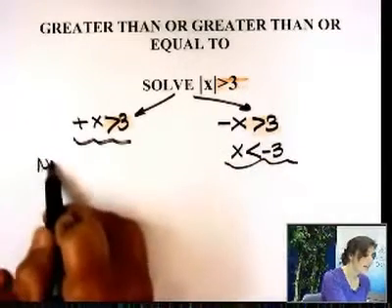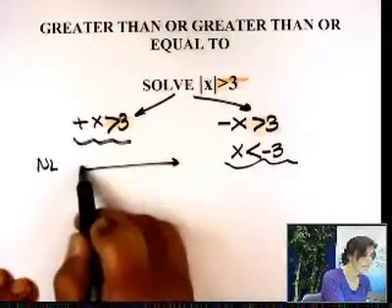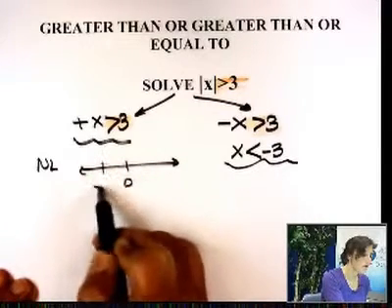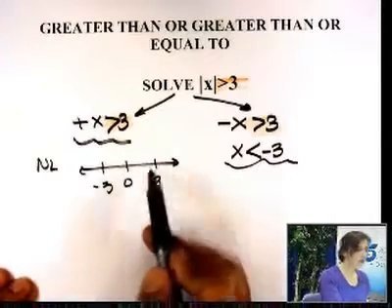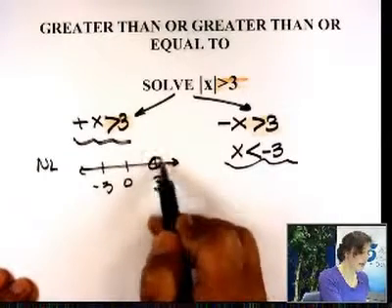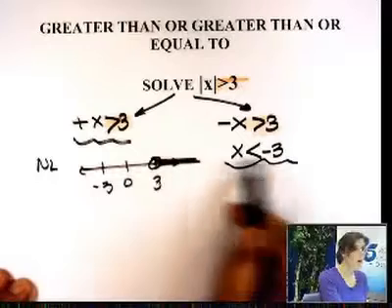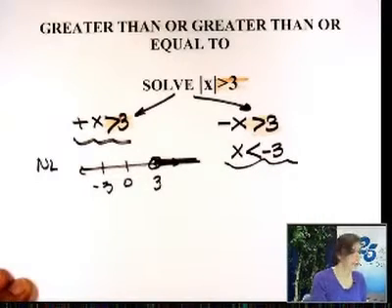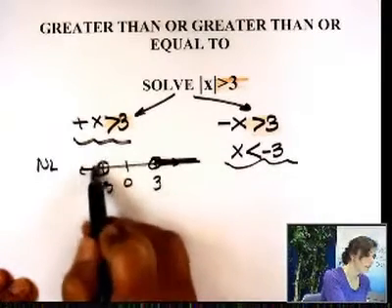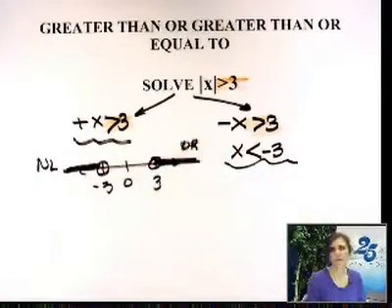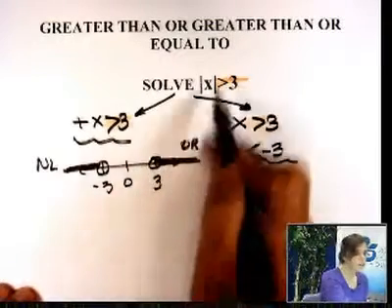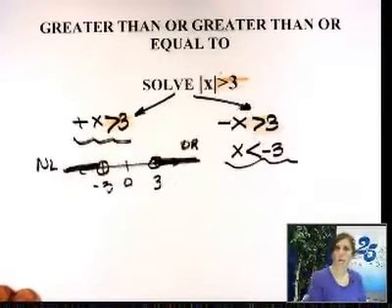Let's look at number line notation here. Here's 0, -3, and 3. I want x to be greater than 3, which is like that, or I want x to be less than -3, which is like that. So I put these two together with an OR statement. If I'm here, this works. If I'm here, this works as well.